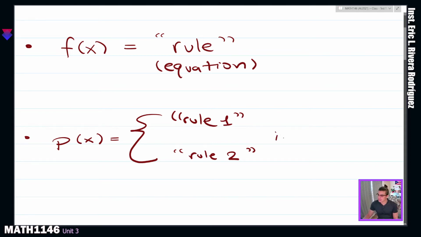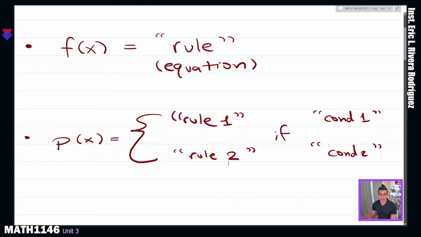The next thing that you are going to see next to the rule is going to be a condition. There is going to be, if condition 1 is met, use rule number 1 to get the y value. If condition number 2 is met, use rule number 2 to get the y value. All right? So this is the rationale, I believe is the correct word, behind a piecewise defined function.